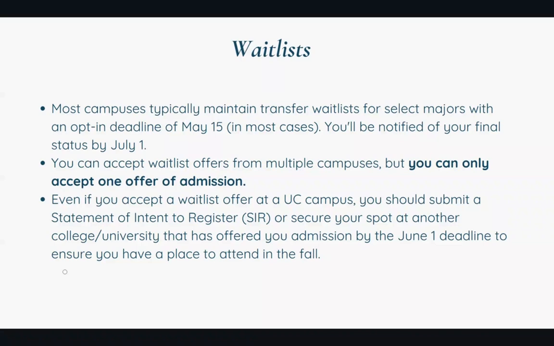If you hear back from a UC campus that you are placed on the waitlist, there are some additional deadlines to adhere to. Most campuses typically maintain transfer waitlists for select majors with an opt-in deadline of May 15th. You'll be notified of your final status by July 1st. You can accept waitlist offers from multiple campuses, but you can only accept one offer of admission. Even if you accept a waitlist offer at a UC campus, you should still submit a statement of intent to register or secure your spot at another college or university that has offered you admission by the June 1st deadline to ensure you have a place to attend in the fall.